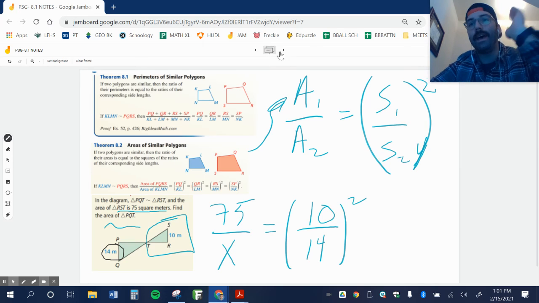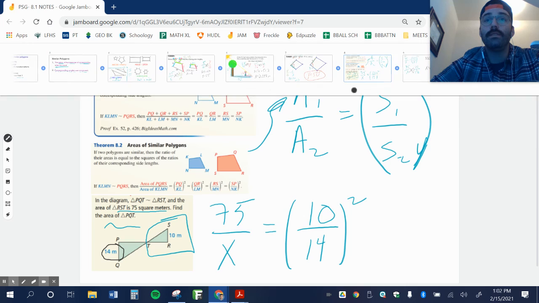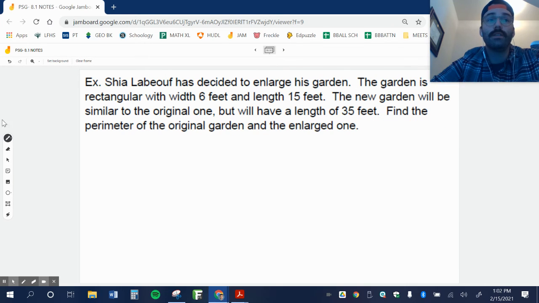All right, so this last problem talks about perimeter, the ratio of perimeters. It says if two polygons are similar, then the ratio of their perimeters is equal to the ratio of their corresponding sides. All right, so let's look at our example.